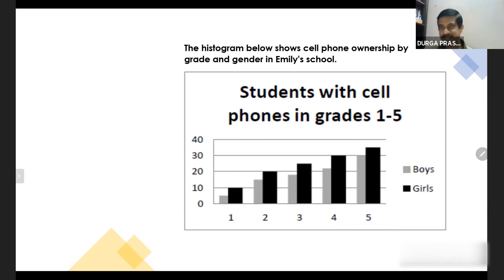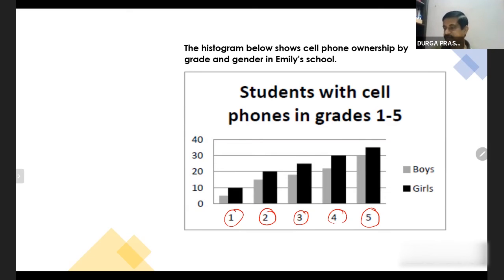The trend that is shown here: grade 1, grade 2, grade 3, grade 4, and grade 5. In all grades, girls are using mobiles more. In grade 1, 10 girls are using mobiles, and approximately 5 boys. In grade 2, 20 girls and 15 boys. In grade 3, 25 girls and approximately 17 or 18 boys. In grade 4, 30 girls and approximately 21 or 22 boys. In grade 5, approximately 35 girls and around 30 boys.